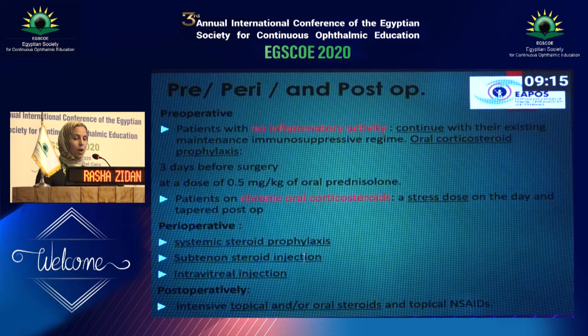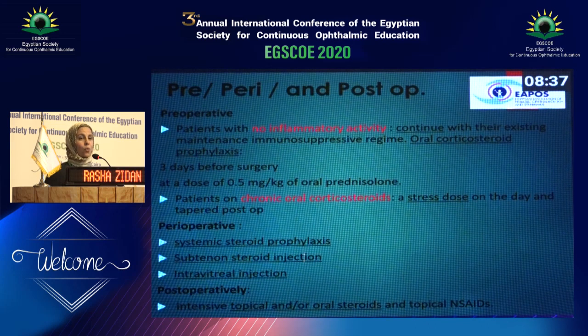The preoperative, perioperative, and postoperative preparations are crucial for these patients. I think that before, we were all advised that prior to surgery we should give the patient topical steroids maybe 2 weeks maximum before attempting cataract surgery, but actually it's quite more than that, because after controlling the systemic condition and the patient has no inflammatory activity, we still have to continue their immunosuppressive therapy and give oral corticosteroid prophylaxis 3 days prior to surgery at a dose of 0.5 milligram per kilogram body weight.